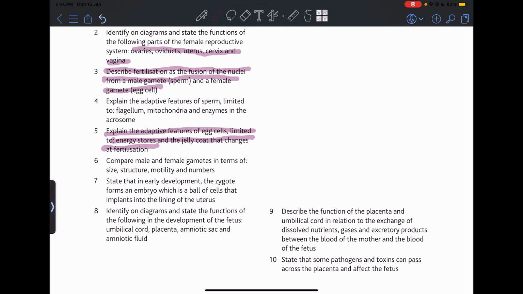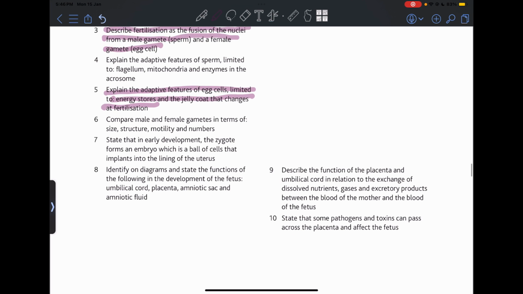Number 5 says explain the adaptive features of egg cells limited to energy stores and the jelly coat that changes at fertilization. So energy stores, so that the egg cell can continue to live, and also the jelly coat that I just explained, which protects the egg cell, will change according to the sperm cell that has just entered. It will only allow one sperm cell at a time, so there is no way there will be two, or else it can occur in which twins will be born. So this is how twins are born, and it's very rare, it's not something that happens frequently.